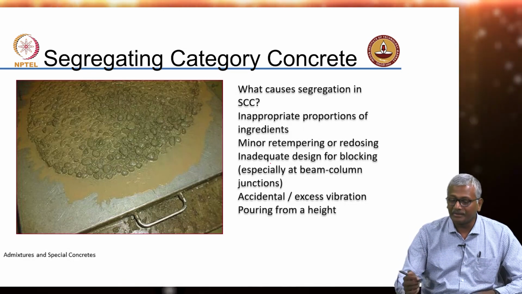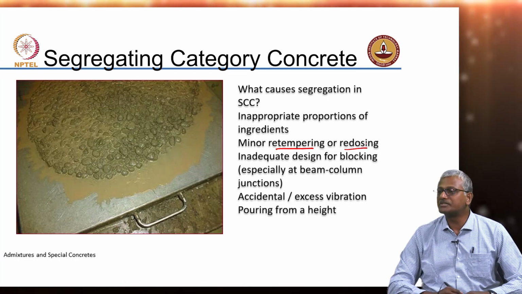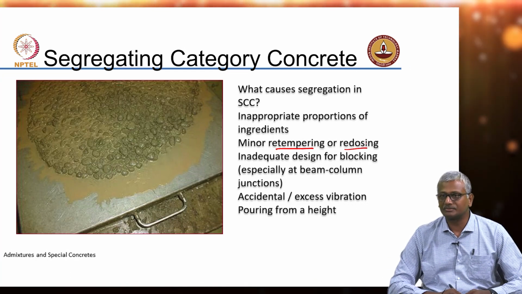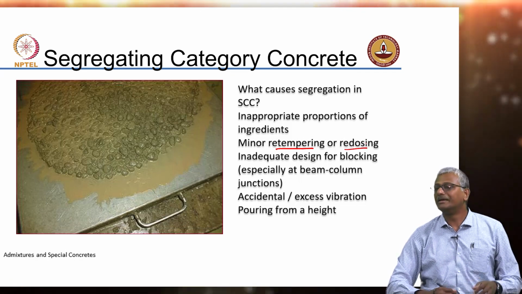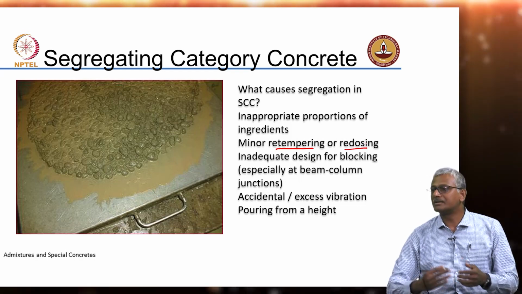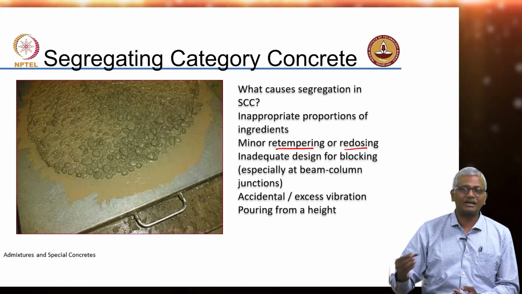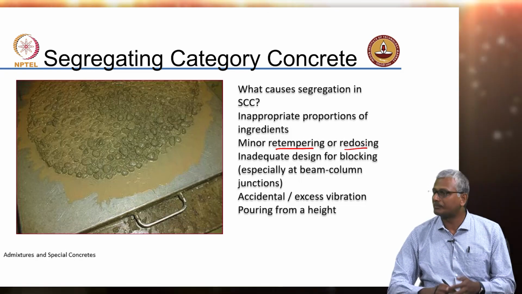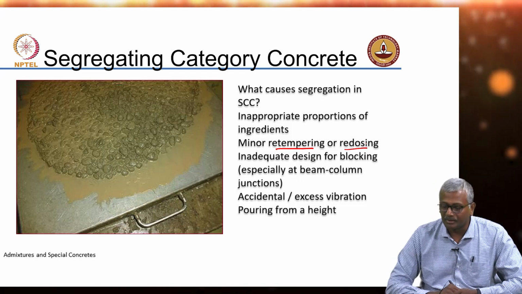If you do minor retempering or redosing, which is a common sight in our construction projects, when concrete arrives at the job site, it's not ready to be delivered, it remains on site for a long time, slump gets reduced, you add water to improve the slump, or you add another dose of admixture to improve the slump, it can cause segregation potential to increase.